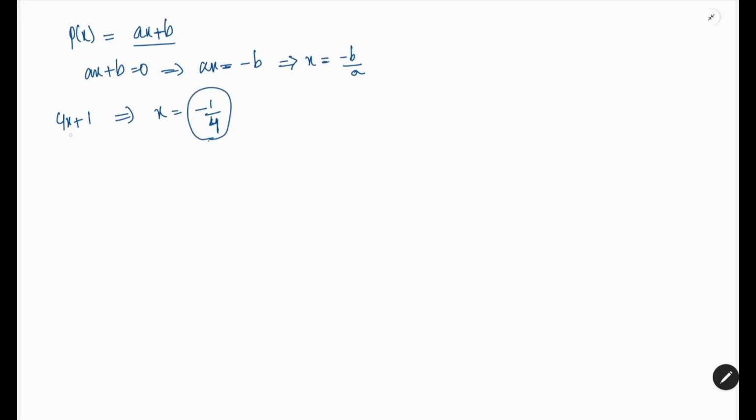If you substitute minus 1 by 4 in the place of x, this answer will be 0.